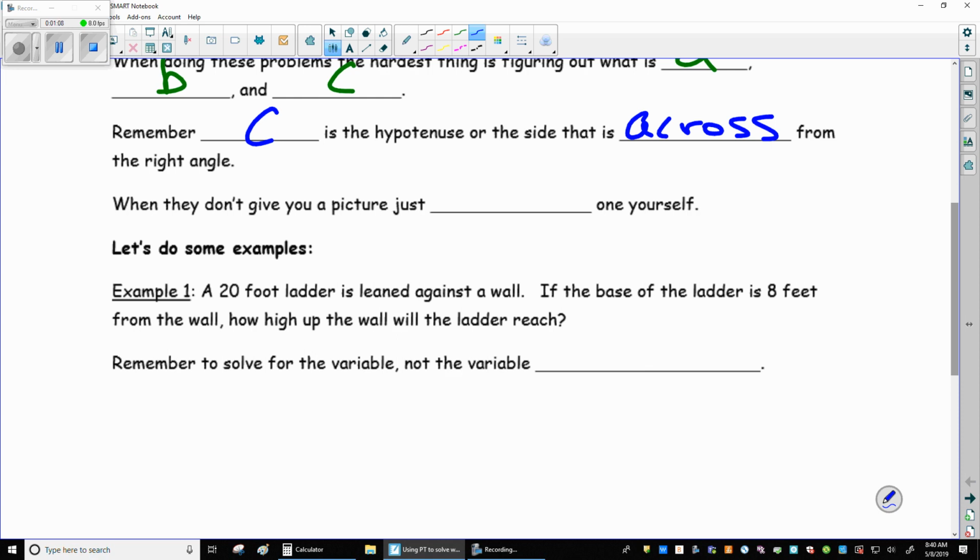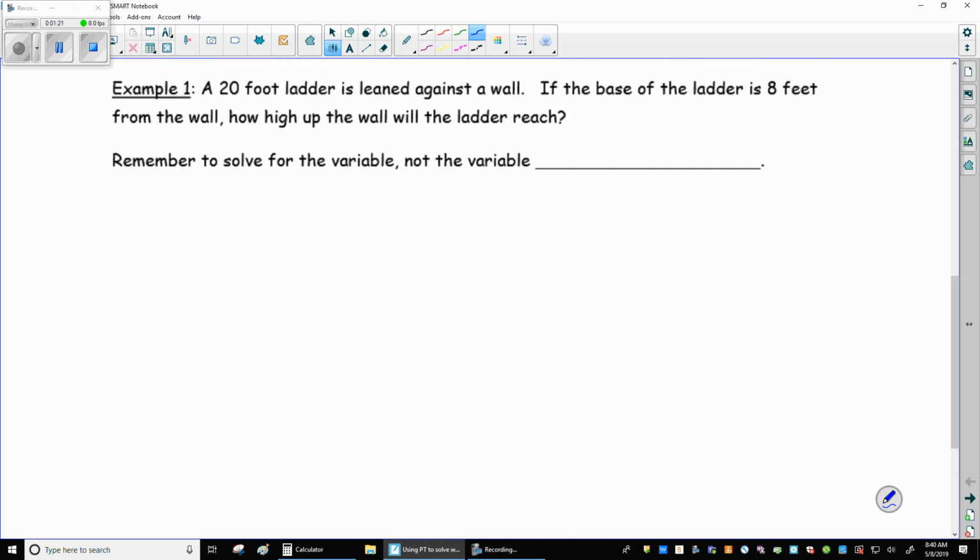And a big thing too is if they don't give you a picture, just draw one yourself. I think this next one down here has this drawing one. After that, I think I give you a couple where it gives you the picture. All right, so let's do a couple examples. I really don't have that much for you today. I think there's only like 3.